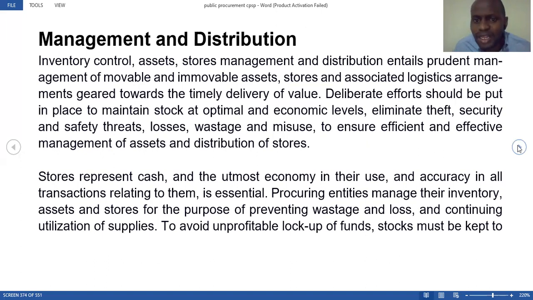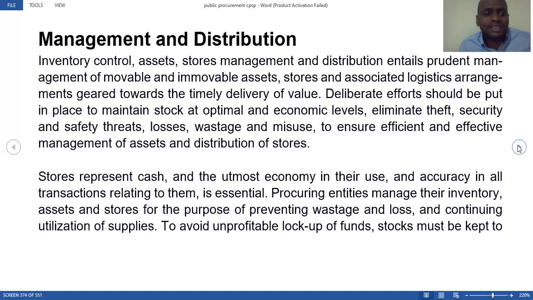Then inventory can also take another form of finished product. So once you do value addition on the raw material, the end product is what we call finished product. For example, if you walk into a supermarket today and you wanted to buy milk, the milk that you are going to select in that supermarket is a form of a finished product because it has undergone some processes until it has been produced.